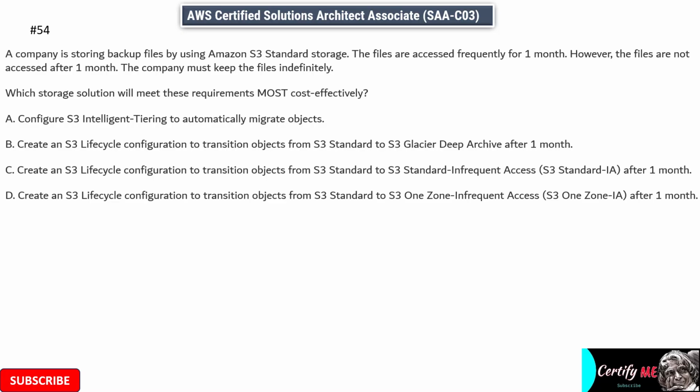Option A. Configure S3 Intelligent-Tiering to automatically migrate objects. Option B, create an S3 Lifecycle configuration to transition objects from S3 Standard to S3 Glacier Deep Archive after 1 month. Option B is the correct answer. Option C, create an S3 Lifecycle configuration to transition objects from S3 Standard to S3 Standard-Infrequent Access after 1 month. Option D, create an S3 Lifecycle configuration to transition objects from S3 Standard to S3 One Zone-Infrequent Access after 1 month. As I said, option B is the correct answer.